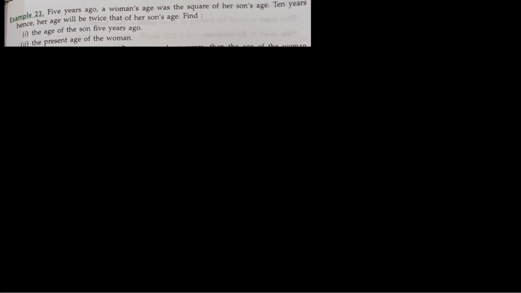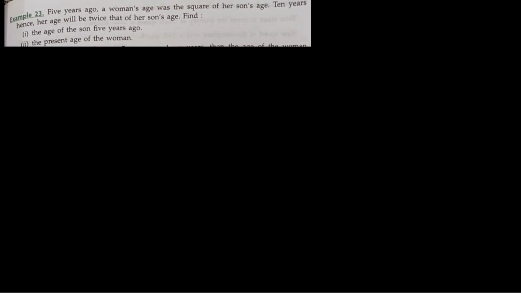So the next one is also an age related question, which I am going to do. The same concept we are going to follow. Present age we will assume. So 5 years ago, a woman's age was the square of her son's age. 10 years hence, her age will be twice that of her son's age. Find the age of the son 5 years ago and the present age of the woman. So one age we can assume, two ages we have to find.